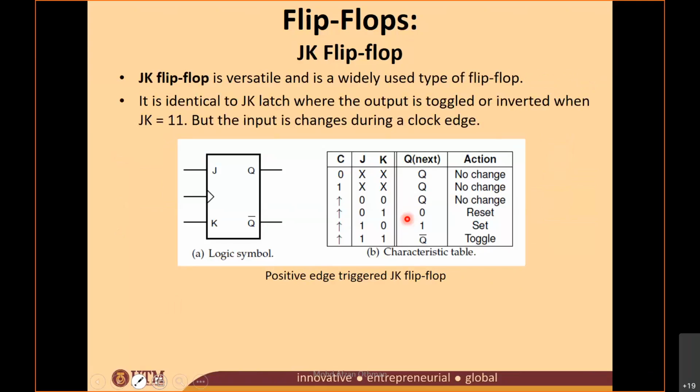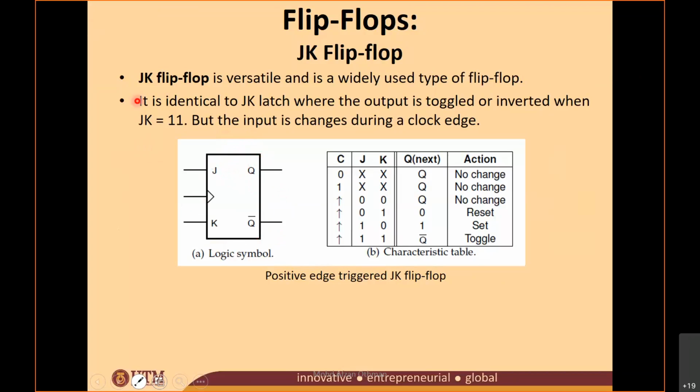Okay, next is the last flip-flop, the JK flip-flop. JK flip-flop is a versatile and widely used type of flip-flop. Kenapa JK flip-flop is versatile? Because by using the JK flip-flop, you can use it as a D flip-flop, and you can use it as a T flip-flop. Dengan satu flip-flop ni, kamu boleh jadikan dia sebagai JK flip-flop. Pada masa yang sama, kamu boleh jadikan dia sebagai D flip-flop, tapi kena buat modification lah, with a minor modification. And pada masa yang sama, kamu boleh jadikan dia sebagai T flip-flop.